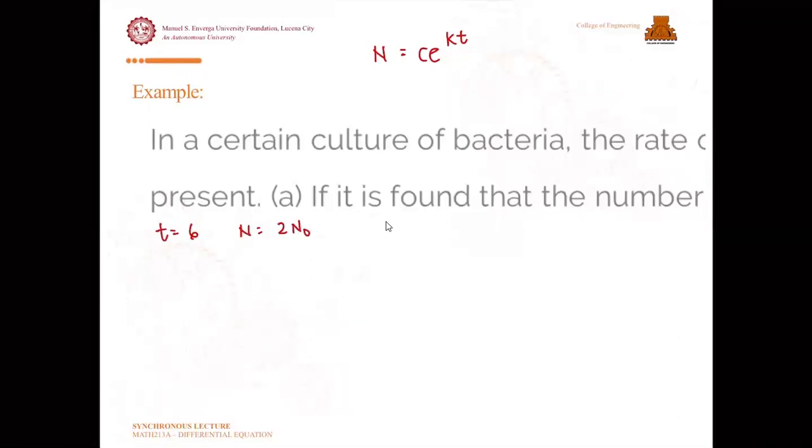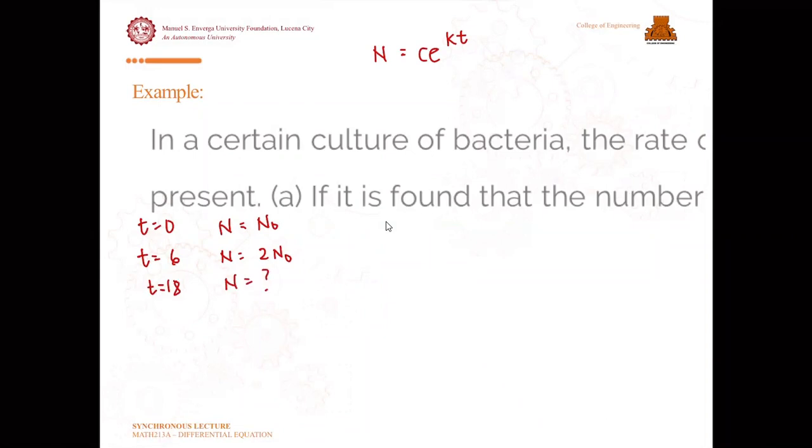But we don't know the initial, but I can say N sub O. So I can put that at the initial time, since the initial number of bacteria is unknown to us, we can use the variable N sub O, pertaining to the initial. After 6 hours, it doubled. The question is, how many may be expected at the end of 18 hours? Okay? After 18 hours, how many are there?